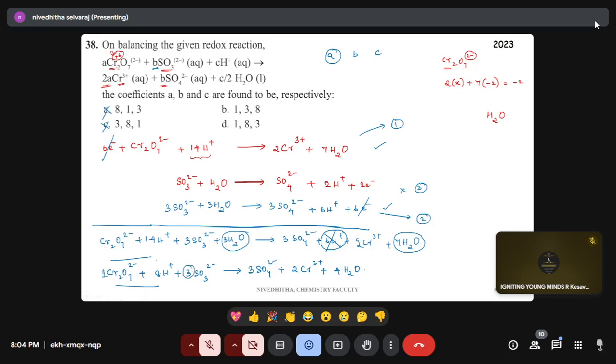C is the coefficient of H plus ion. So 1, 3, 8. So this is the coefficient of chromium, 3 is the coefficient of SO3 2 minus, and 8 is the coefficient of H plus ion. So obviously the answer is option 2. That's it. Okay.